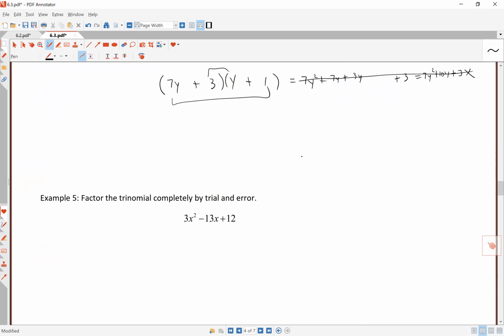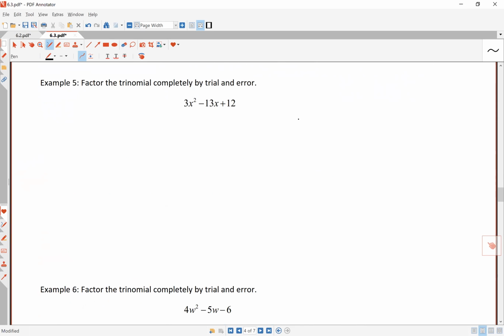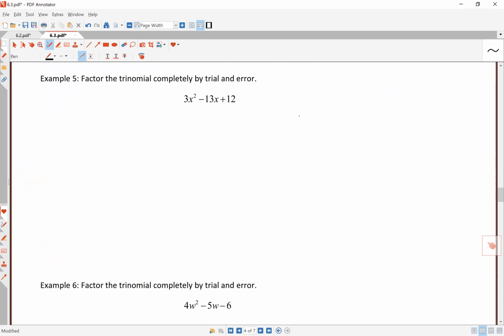Example 5, factor the trinomial completely by trial and error. It is at this point when I start to get a little flustered with the trial and error method because now my a is prime, but my c is not prime. When I start to get too many possibilities, I like to go back to grouping. But let's attempt this one and show the possibilities.